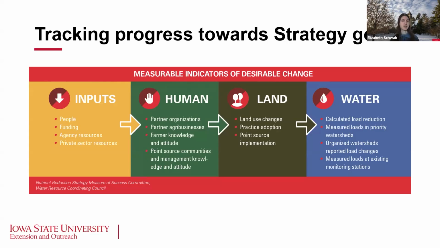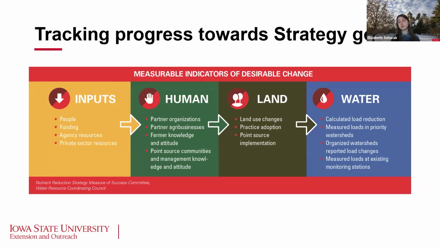Currently, what we're really focused on with the human indicator is tracking what sorts of events, so thinking about educational events, field days, things like that, are occurring around the state that focus on helping us meet nutrient reduction strategy goals and how many people are attending those events. So how much of the public is aware of it or is engaged in these activities.